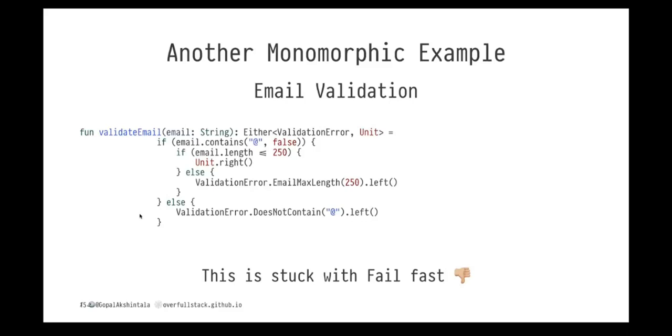Why am I calling it monomorphic? Because this is stuck with a fail-fast approach. What I mean by fail-fast is the moment the first if condition fails, it straight away is going to give you a validation error, which is only one validation error. Awesome. So what if I have a UI? So a lot of us have this use case, at least we have it in our company. The API, there are two routes to our services, API and UI.